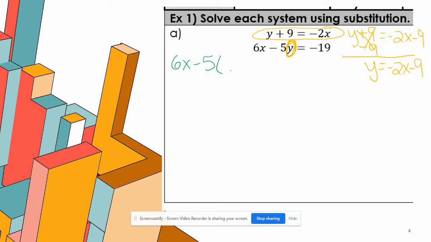6x minus 5y equals negative 19. And again, I'm plugging in negative 2x minus 9 from right here.